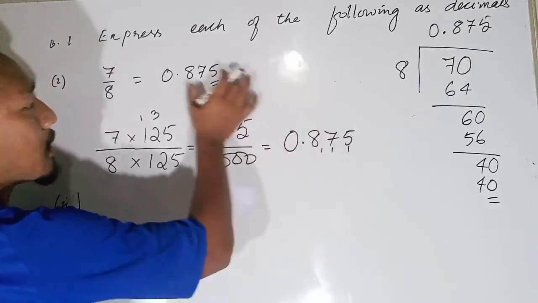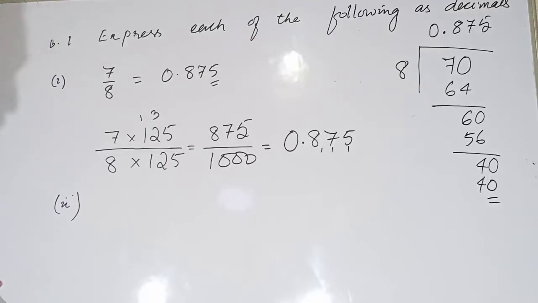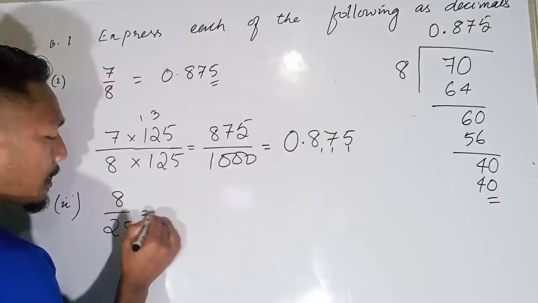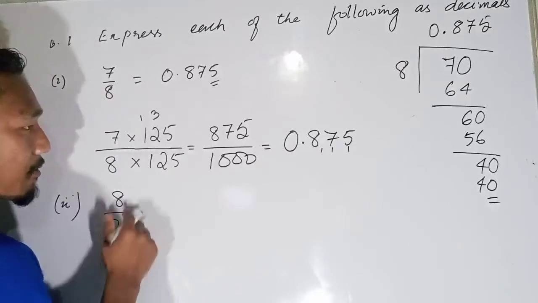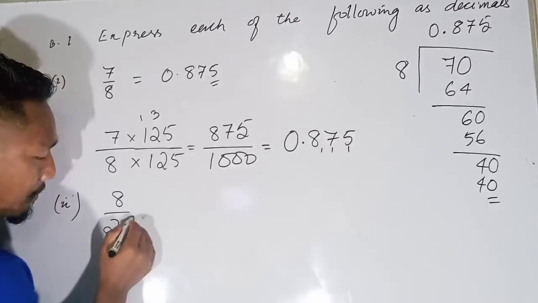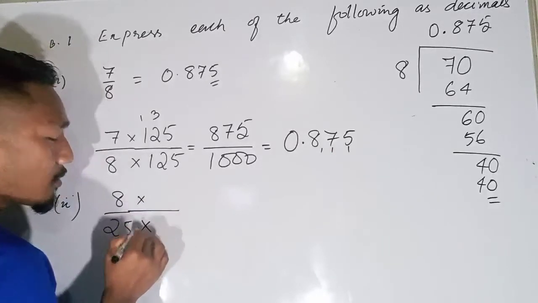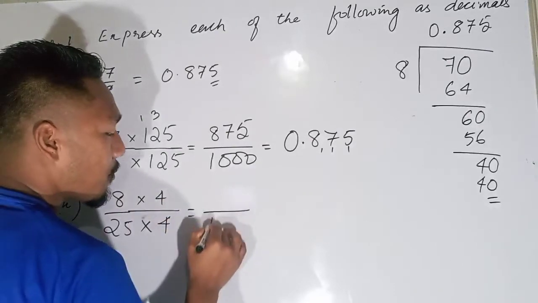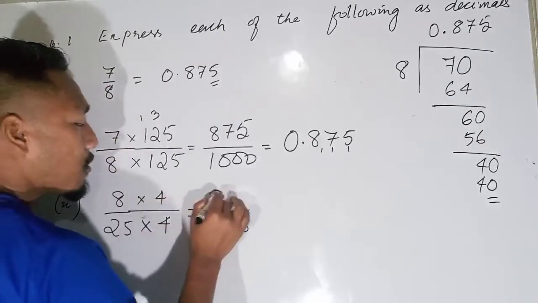You see, both the answers are the same. Okay. Our next question is 8 by 25. Okay, 8 by 25 is equal to what? If I go for a multiplication, how much should I multiply 25 by? 25 times 4 is 100. That means I will multiply by 4. 25 times 4 is 100, and 8 times 4 is 32.